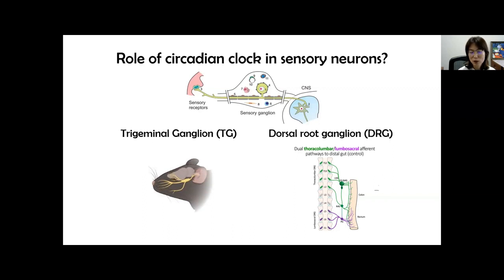And then as I learned more, I understood there is the trigeminal ganglion, which is the PNS for the head, and the DRG for the rest of the body. And I was curious: do they have a circadian clock? And if they have a circadian clock, what's the impact of the circadian clock in the PNS system?